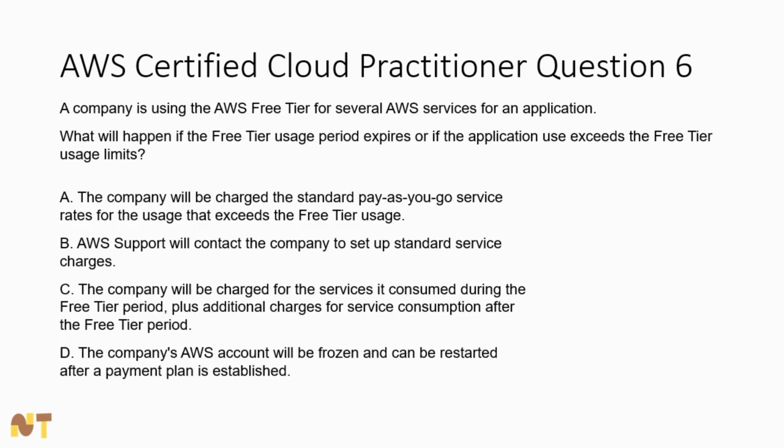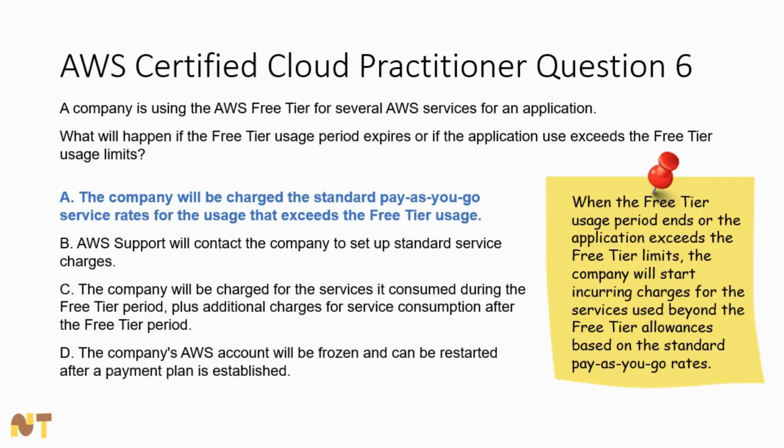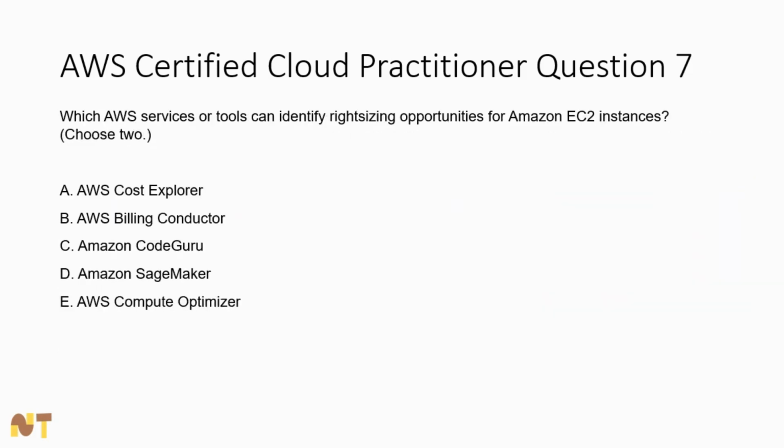When the free tier usage period ends or the application exceeds the free tier limits, the company will start incurring charges for the services used beyond the free tier allowances. These charges will be based on the standard pay-as-you-go rates for each AWS service that is being utilized. This is the reason when you set up an AWS account, it asks for your credit card details even when you are in the free tier, so that they can charge you in case you exceed free tier limits. Hence, the correct answer is A. Other options listed are not the standard practices with regards to free tier on AWS. Moving on to our next question.